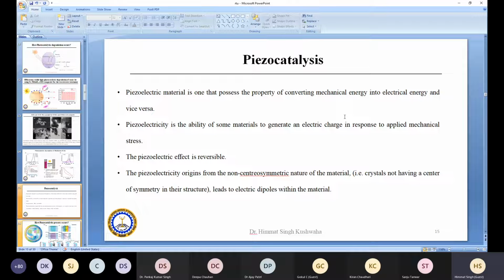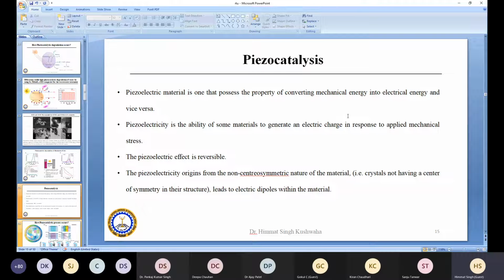So piezoelectricity is the ability of a material to generate an electric charge in response to mechanical stress. This piezoelectricity mainly originates from the non-centrosymmetric nature of the materials, mainly within ferroelectric materials. These ferroelectric materials, the perovskite materials, have non-centrosymmetricity, and the central atom of this ABO3 material is not in the center, it's displaced from the center, and that results in the generation of dipoles within the material.